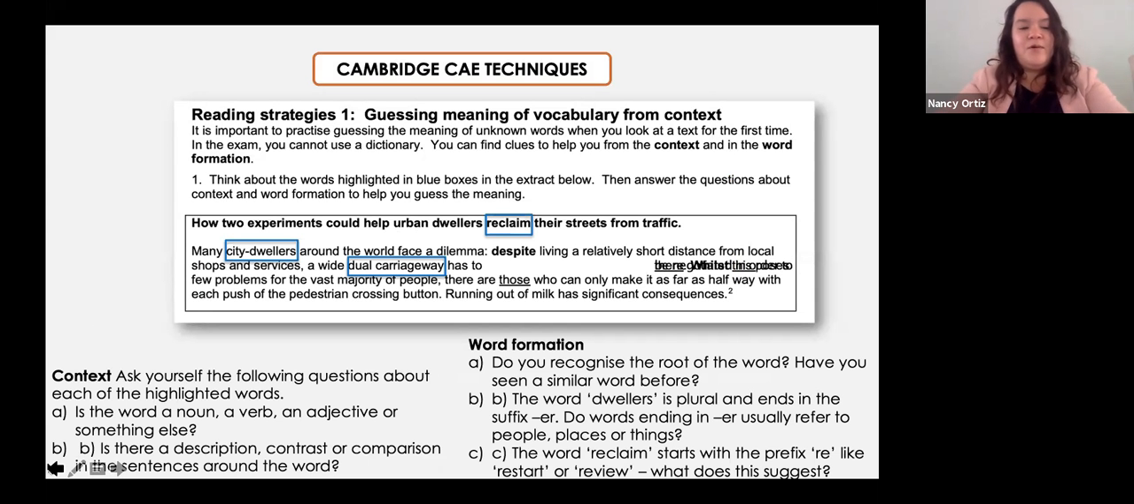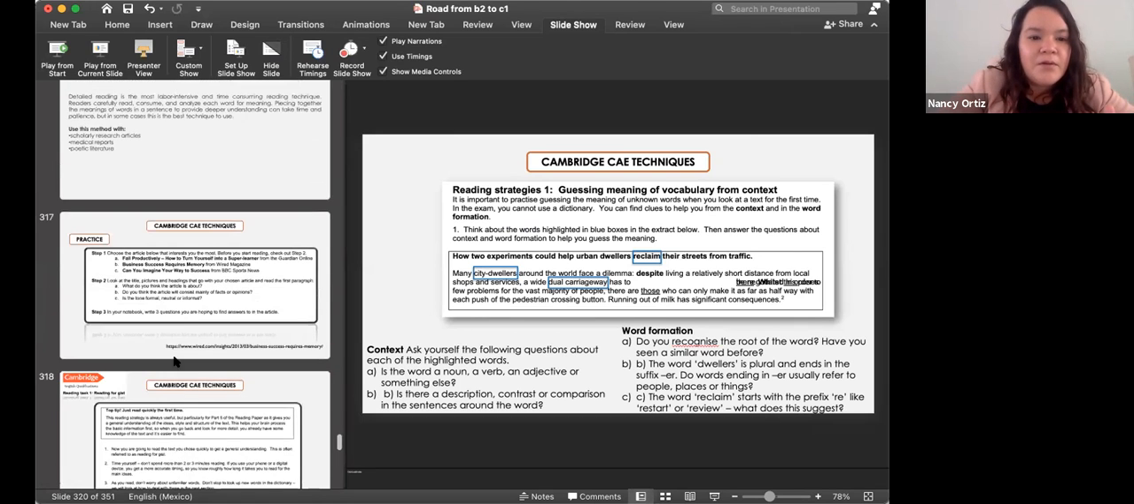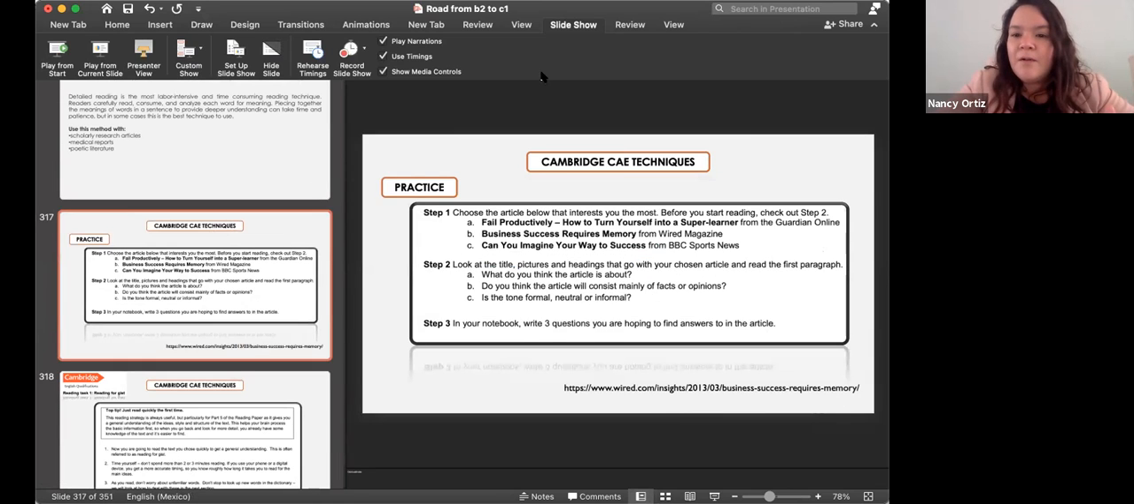All right, and we will continue with more reading practices, but the most important part for you to get better is to read. If you have books in English, excellent. If not, from these pages, for example, Wired Magazine, BBC, The Guardian Online, you can find articles that are formal enough for you to practice, okay? And I'm going to be sending you articles from here, okay?